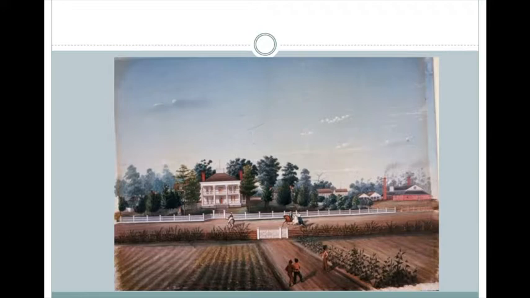The south produced less than 10% of the nation's manufactured goods. So most of the crops and the goods from the south were going to the factories in the north or in Europe.